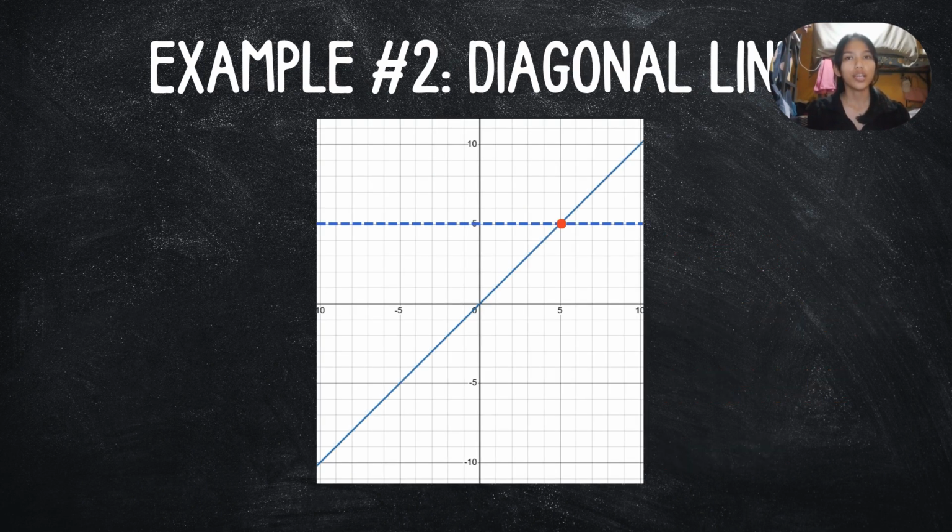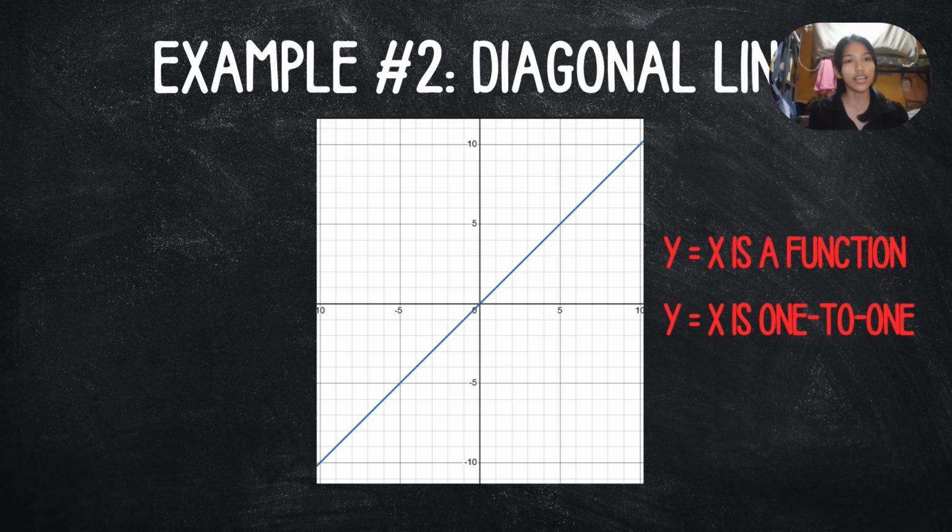Now let's move on to example number 2, which is the diagonal line. Here, the graph passes both the vertical and horizontal line tests. It is a function and it is one-to-one. This kind of graph represents relationships where each input and output is uniquely paired.